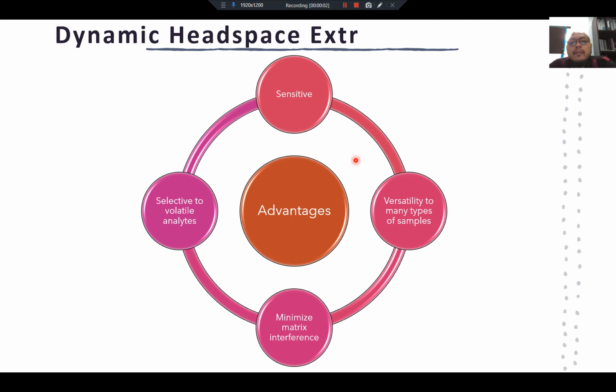Okay, so here are the advantages. Very sensitive compared to the passive one. The passive one requires dilution into the solvent, so it's quite difficult because you get diluted and reduce the sensitivity. Static also doesn't have any solvent to concentrate them, so now you have the dynamic headspace. It's very beneficial, and versatile to many types of sample, as I mentioned before, minimizes matrix interference as mentioned before as well, and is very selective to volatile analytes.